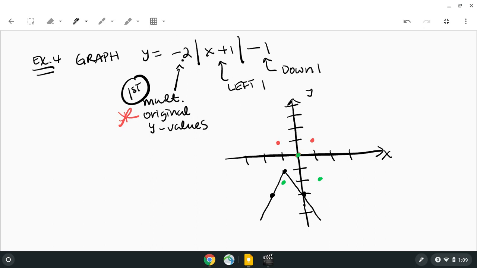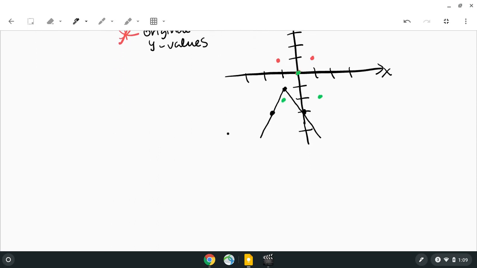Again, if you ever have this one in combination with any of the others, do this first. All right, I'm going to have you guys try this last one, which is the one that was at the very end of the notes in part 1 video. Let's see if you can do this. Go ahead and graph y equals negative absolute value of x plus 2, plus 3.